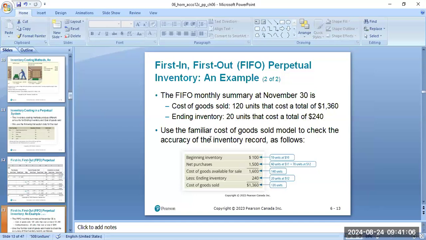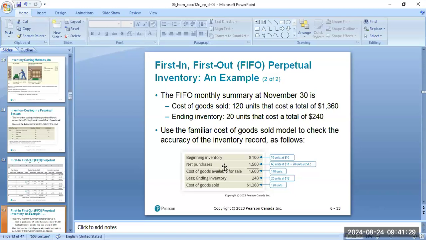Now that's our calculation. Summary: on November 30th, cost of goods sold will be 120 units at a total cost of $1,360. Ending inventory is 20 units at cost $240.